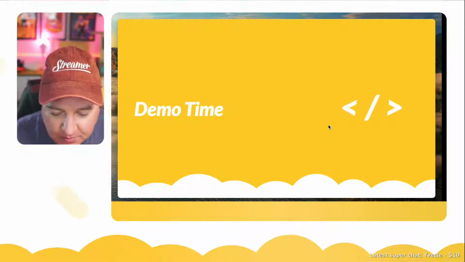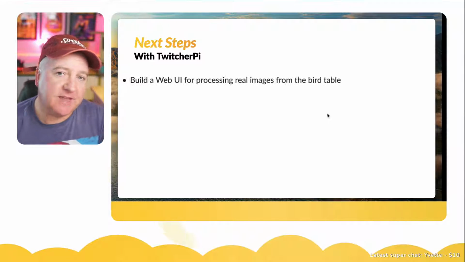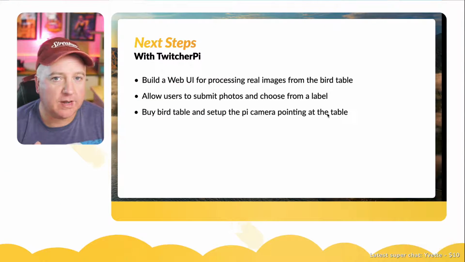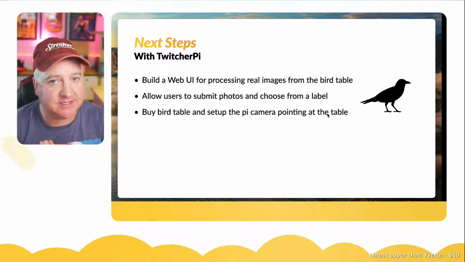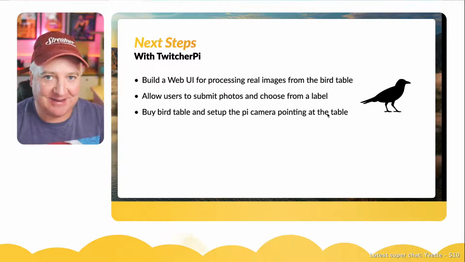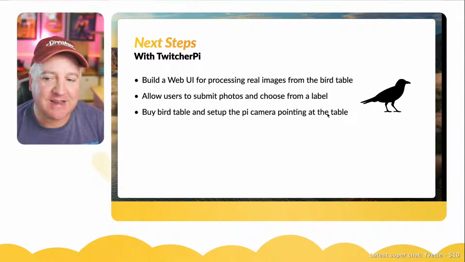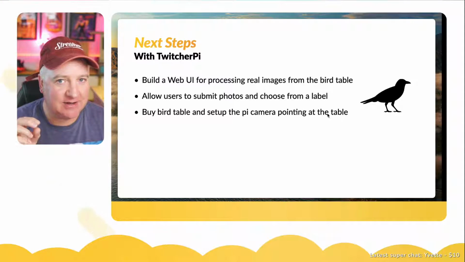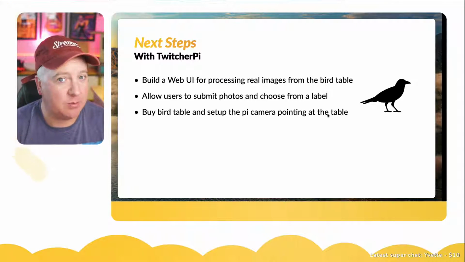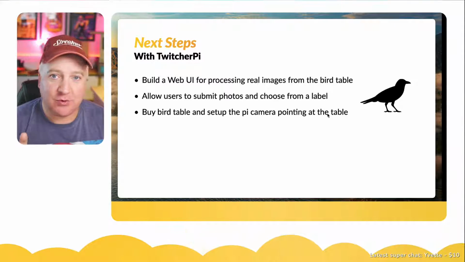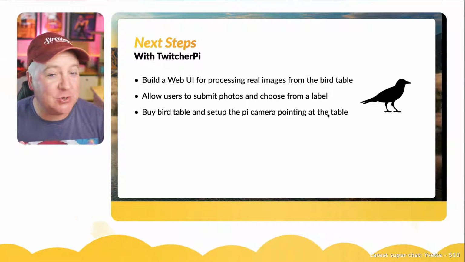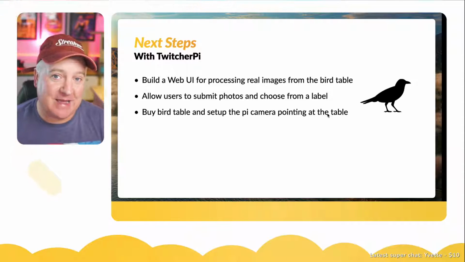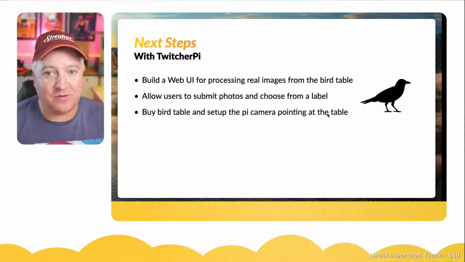Okay, so let me just jump back to our keynote for a second. So for the next steps with TwitcherPi, what I want to do there is build a web UI for this. So one of the issues I came up against, I trained after spending weeks on this thing. It was great at getting a picture off the internet and saying if there was a bird in that image and what type of bird that was, as long as the bird was either front on, side on, or other side, but not from the back, because who takes a picture of a bird from the back and puts it on the internet? No one does that.